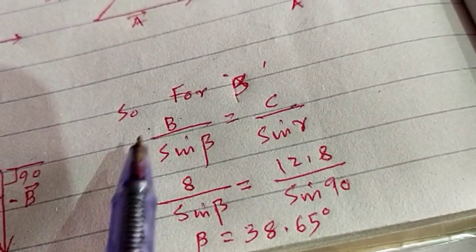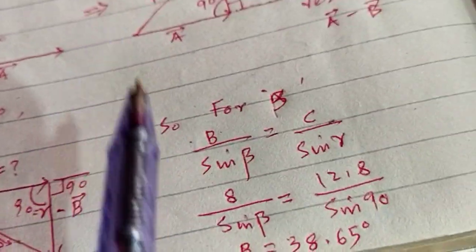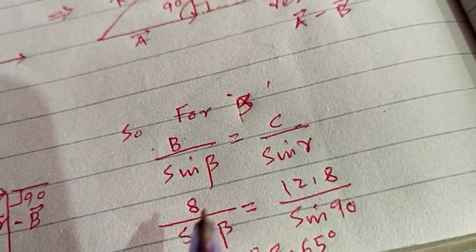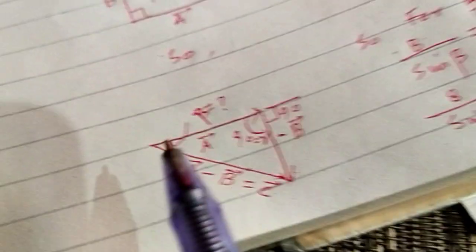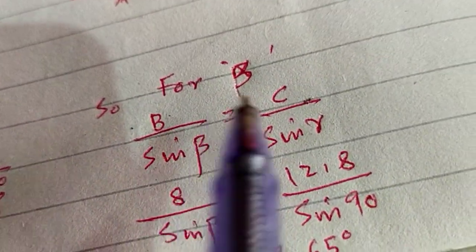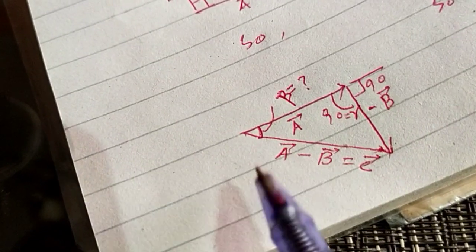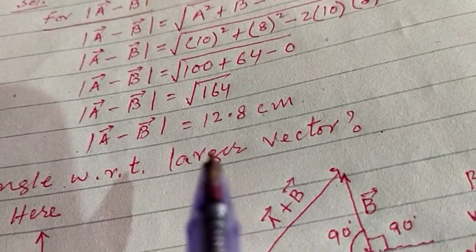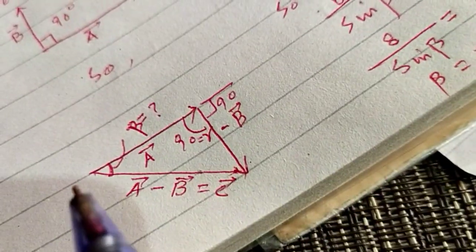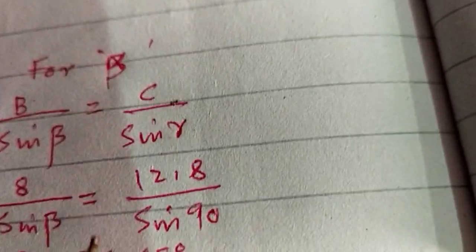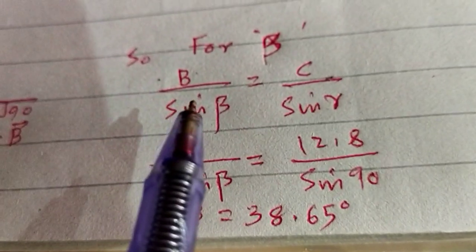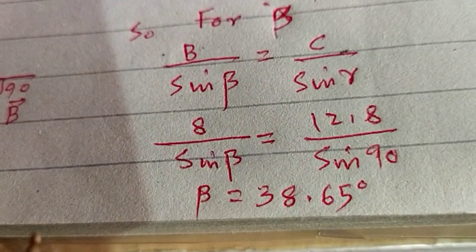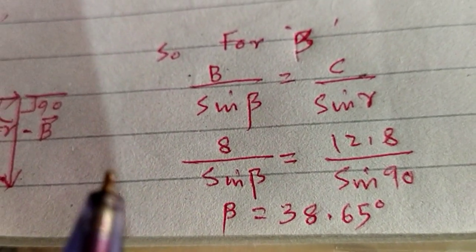For beta, sine law is a over sine alpha is equal to b over sine beta is equal to c over sine gamma. Here we have to calculate beta, so you have to use b over sine beta, and a minus b is equal to 12.8 centimeter, and their corresponding angles is 90 degree. So we have to use c over sine gamma, and simple take cross multiplication and calculate the value of beta. Okay, thank you.